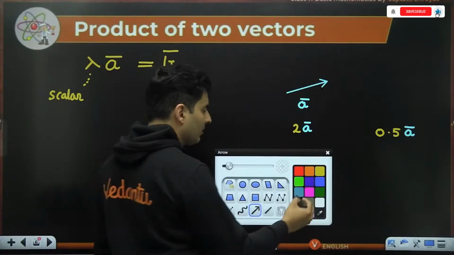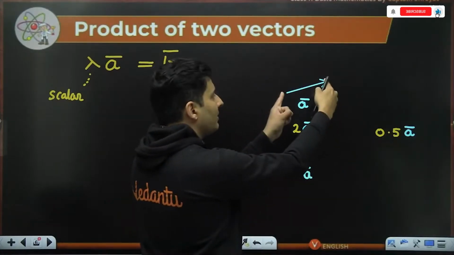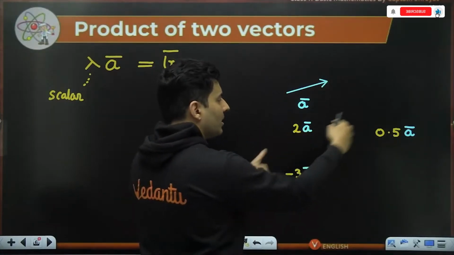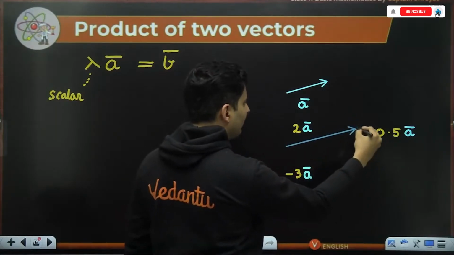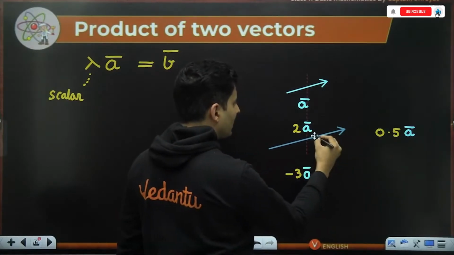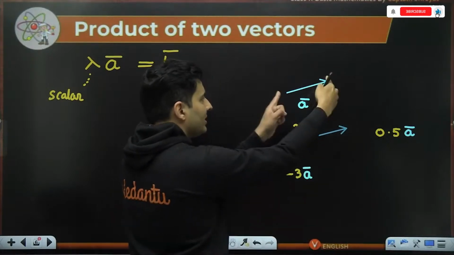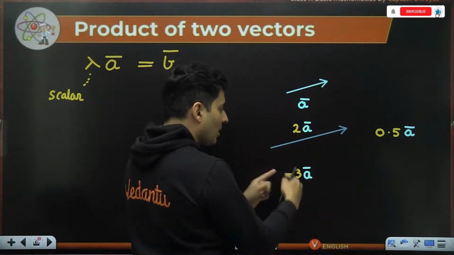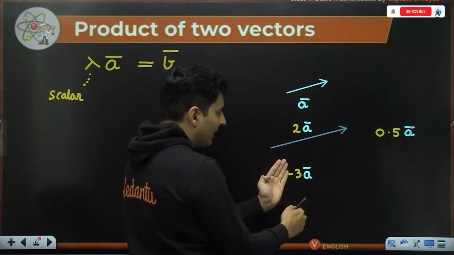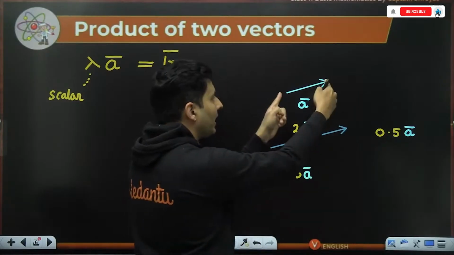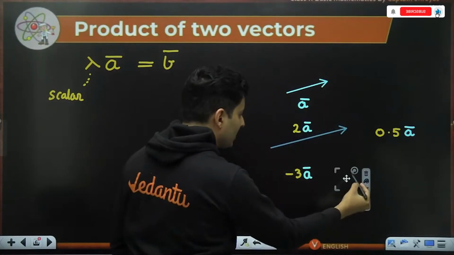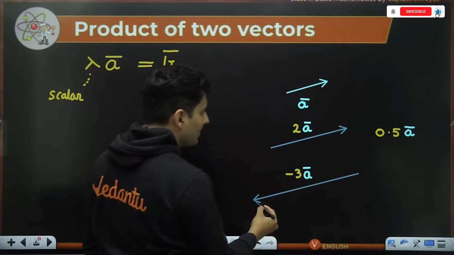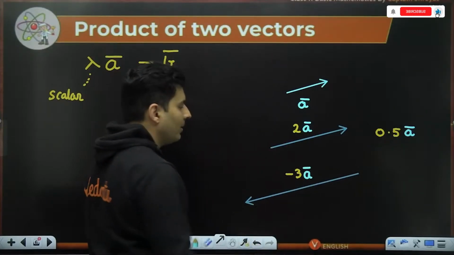For example, let's start with the first one. 2 times a bar means you take a bar but increase its length 2 times. So the final vector will be like this in the same direction. That is basically your 2a bar. Same thing, but 2 times. What is minus 3a bar? Forget the negative sign. 3 means you take a 3 times. And negative means you change the direction. So most likely it will be something like this. This is negative 3a bar.